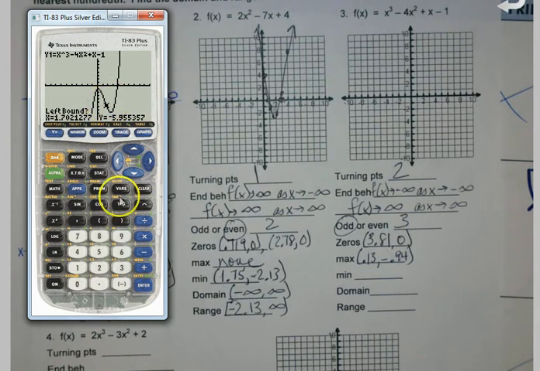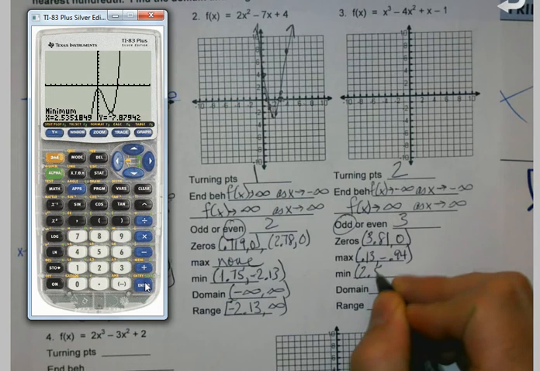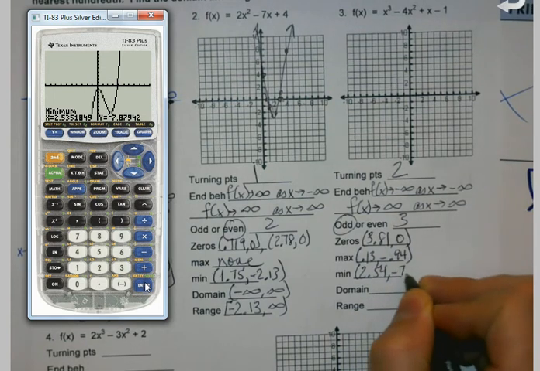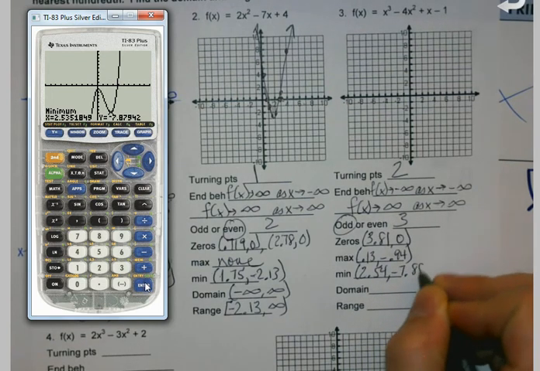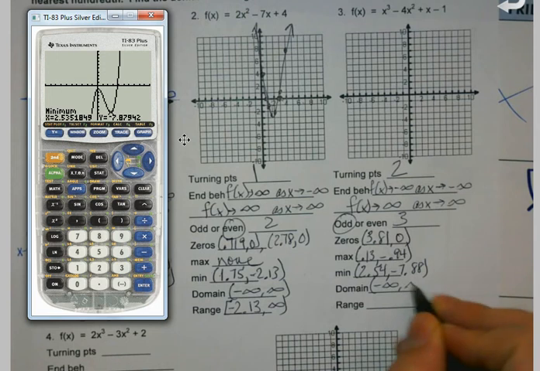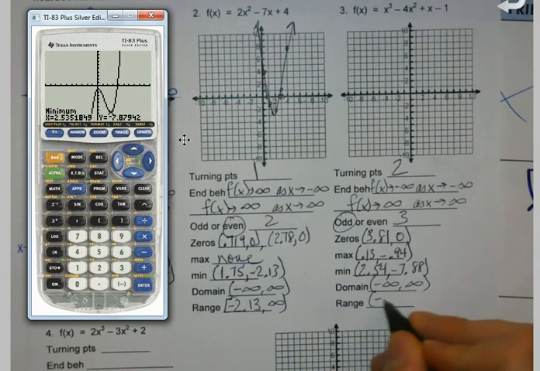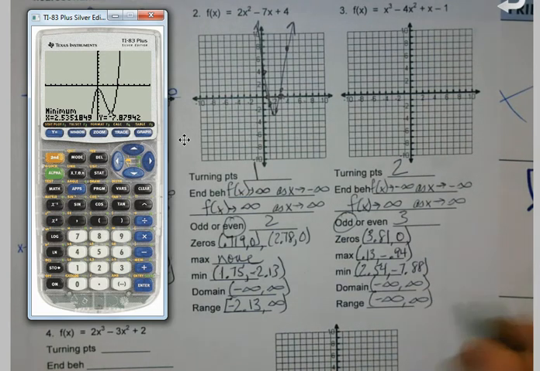Again, anywhere over here to the left with your cursor is fine. And a couple of enters there. 2.54, negative 7.88. And then we just got to deal with domain, which is always the same. What about my range this time? Nice, because it goes forever down and forever up, going each way, so it's negative infinity to infinity.